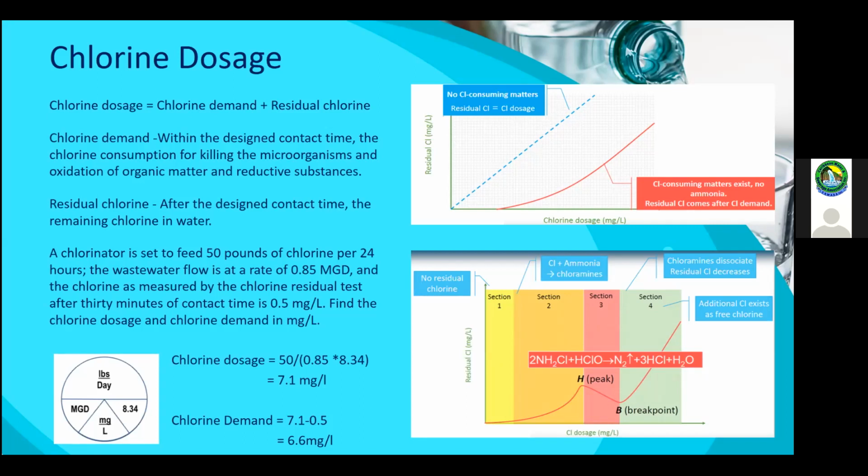When we look at section 3 though, you are dosing your chlorine, but your residual starts to drop. That is because now your chloramines are dissociating and your residual chlorine is dropping. So that drops until what we are calling the breakpoint, where it starts back to increase, and it starts back to increase at the start of section 4, where you continue dosing, but your additional chlorine now exists as free chlorine. So as you continue dosing, your residual chlorine increases.